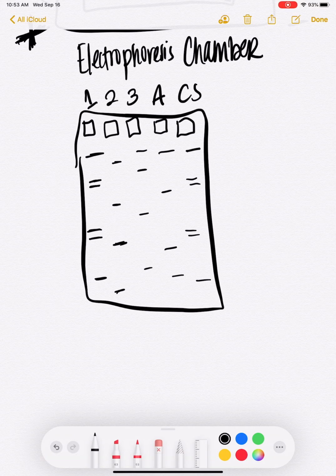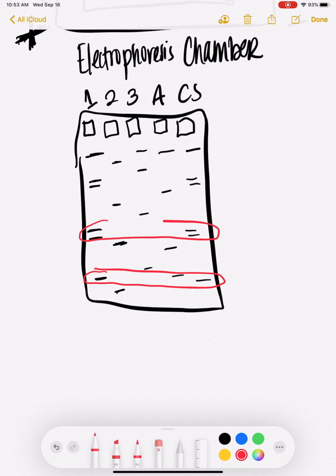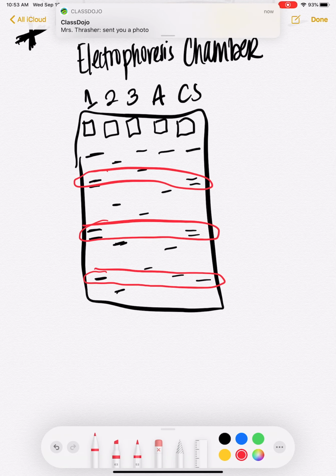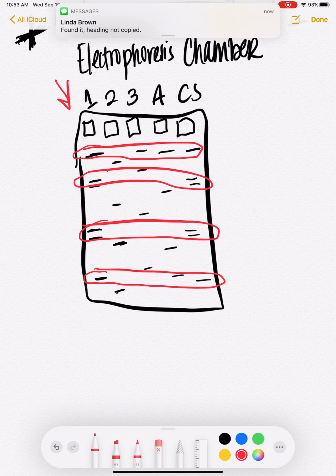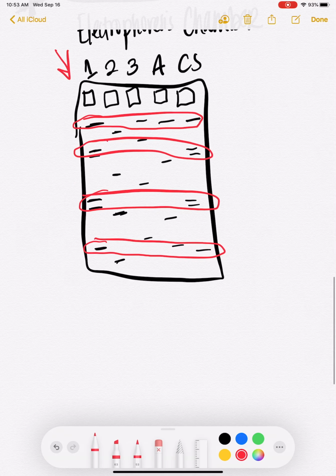And so what you should be able to look at here and see is that the crime scene DNA most closely matches the DNA of suspect 1. So whoever was suspect 1, whoever's DNA you put in that chamber, that's the person whose DNA we have at the crime scene, whether that was from the blood or from the hair or from a fingerprint or whatever you found. That's the DNA that was found at the crime scene, okay? And we have evidence for that now.